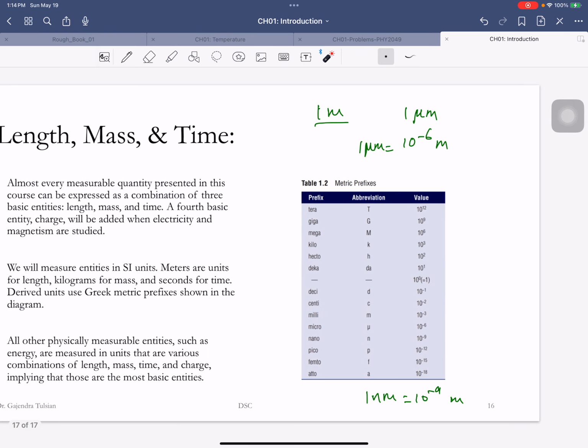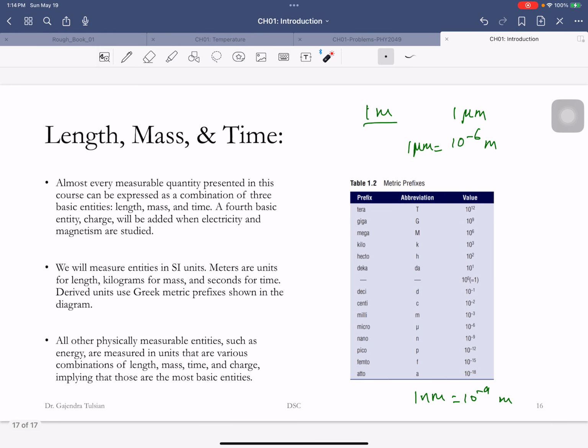All right, so that was a brief introduction to the course. It gives you a flavor. It tells you what we are going to learn in this course, and gives a flavor for the course.